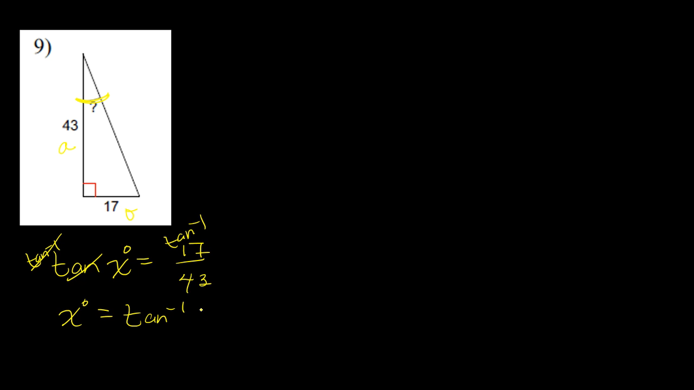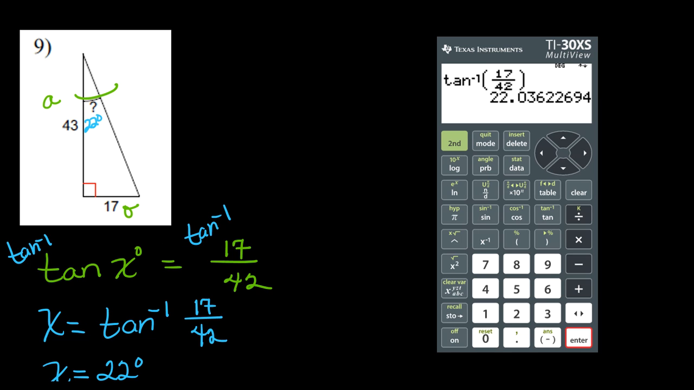Number 9, our reference angle is going to be opposite over adjacent. Opposite over adjacent, that's tangent again. So the tangent of some angle measurement is 17 over 43. I'm going to take the inverse. So in your calculator, second tangent, n over d, 17 over 43, we get roughly 22 degrees.